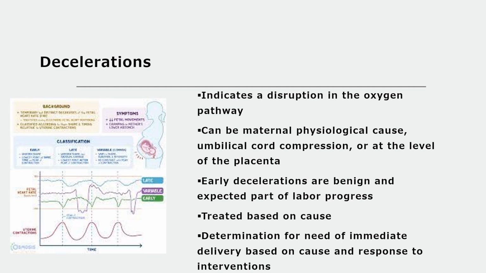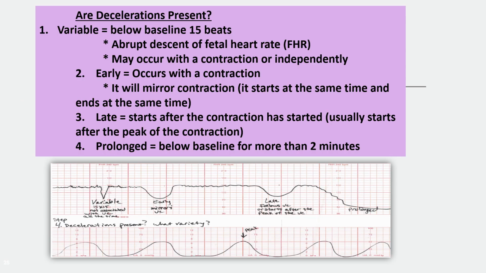Okay, so let's go through this. We're going to ask ourselves, are decelerations present and which type? Okay, let's start with variables. Variable decelerations are abrupt in nature. They go at least 15 beats below the baseline. I want you to think about you're standing on the edge of a cliff and the cliff drops off suddenly. That's what variable decelerations do.